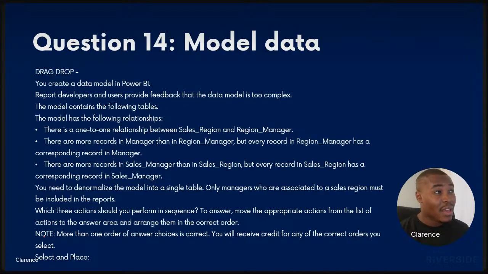Cool. So this question says, you want to create a data model in Power BI. The report developers and users provide feedback that the data model is too complex. Now these guys are saying your data model is too complex. The model contains the following tables. A one-to-one relationship. Very, very important. That's my keyword. One-to-one relationship between the sales region and the region manager. That means one region manager belongs to one sales region.